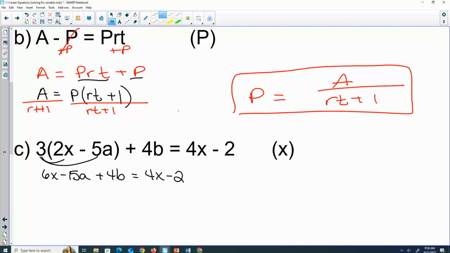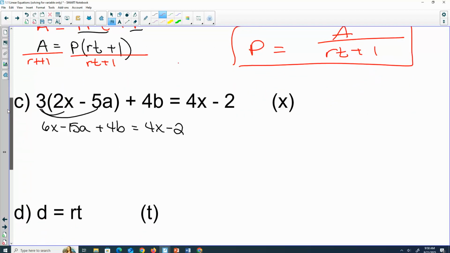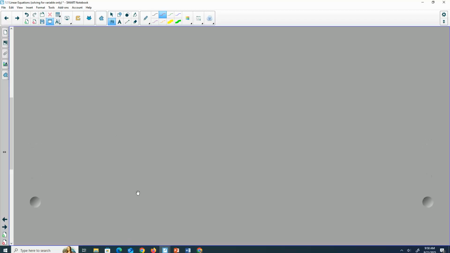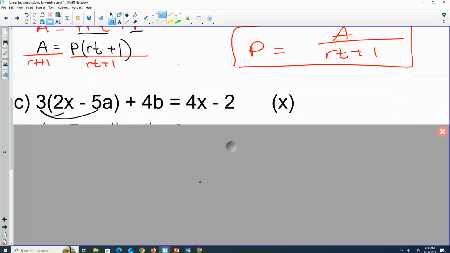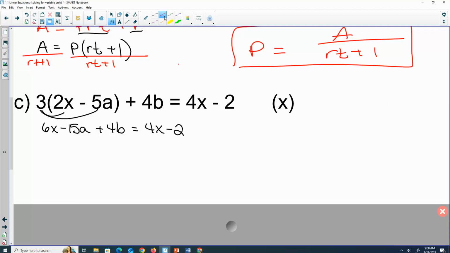All right. Are we okay to that point? Yes. Now, we have to get the x's on the same side. Does it matter? Did I say which side it has to be on? No, they have to be on one side. So if I wanted to subtract over this 4x.